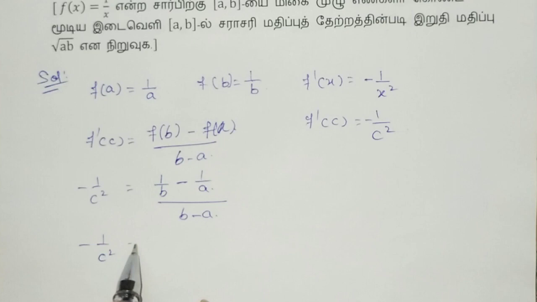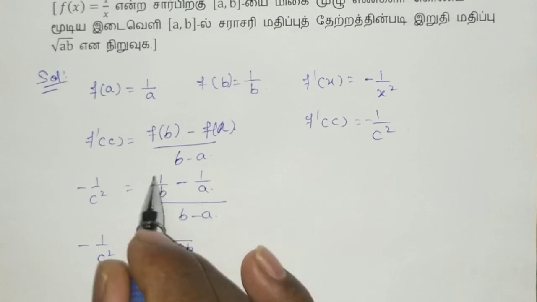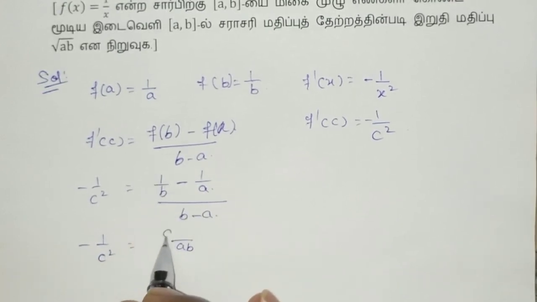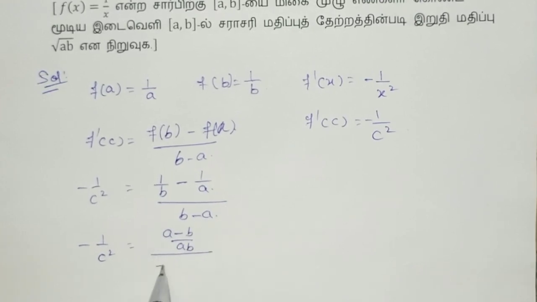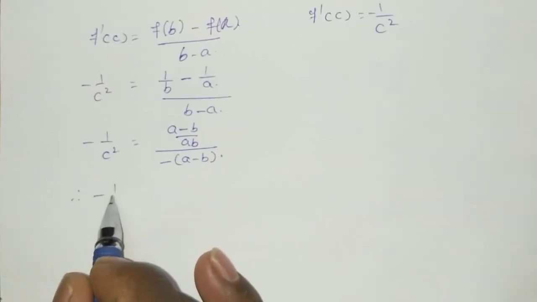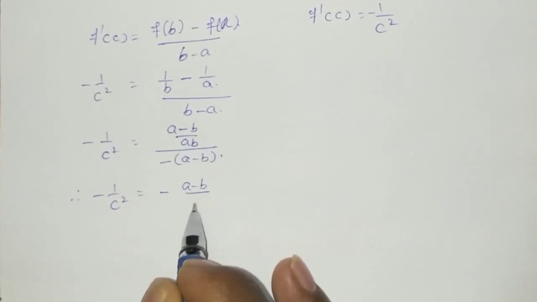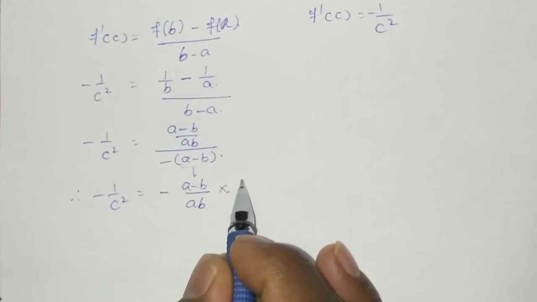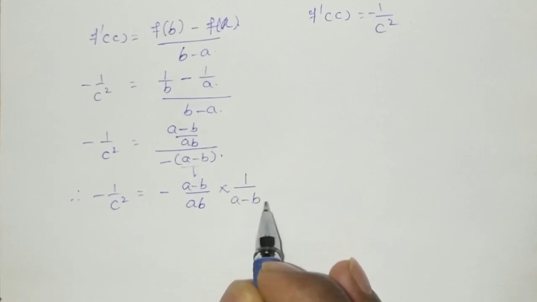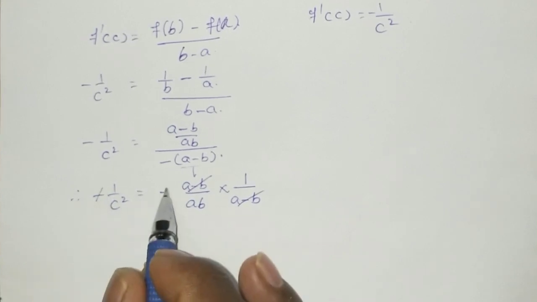Minus 1 by c square equal to, taking the LCM, which is ab, cross multiplication: a into 1, a minus b common, divided by b minus a. Taking the minus common, this can be written as a minus b. Therefore minus 1 by c square is equal to a minus b divided by ab. Taking the reciprocal, 1 by a minus b, the a minus b cancels, and the minus on both sides cancels.